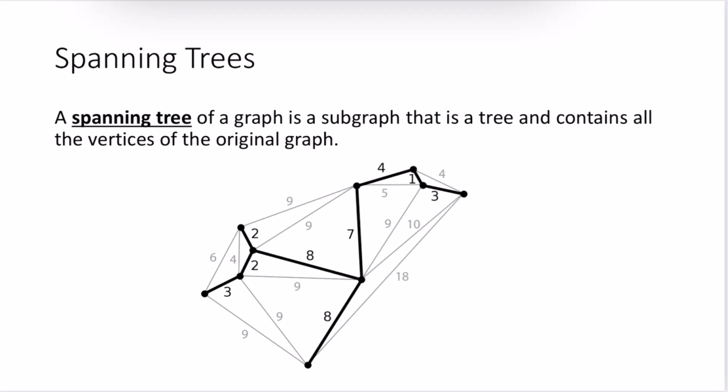Because if you look at that black part, the black part connects all of the vertices. So you have all of the vertices of the original graph, and it's a connected graph, and there are no cycles in the spanning tree part. Now, notice that the original graph has lots of cycles in it. So the original graph doesn't have to be a tree, but a spanning tree of a graph is basically part of the graph that forms a tree.